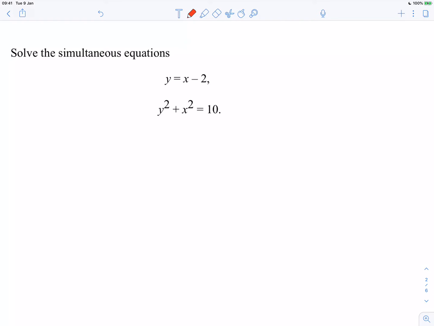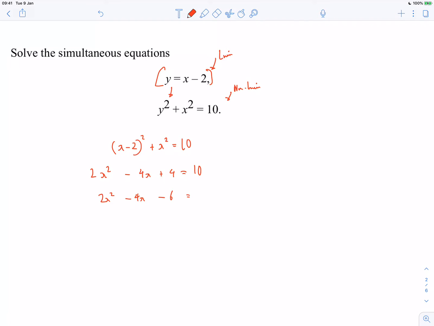Okay, so y equals x minus 2 is clearly the linear one, and this is clearly the non-linear. So standard technique, we're going to substitute the linear one into the non-linear one. So if y is x minus 2, then I've got x minus 2 squared plus an x squared equals 10. Expand the brackets quickly, we'll get an x squared minus 4x plus a 4, but I've already got an x squared there, so it's a 2x squared. There's a 10 there, so that's going to be 2x squared minus 4x.